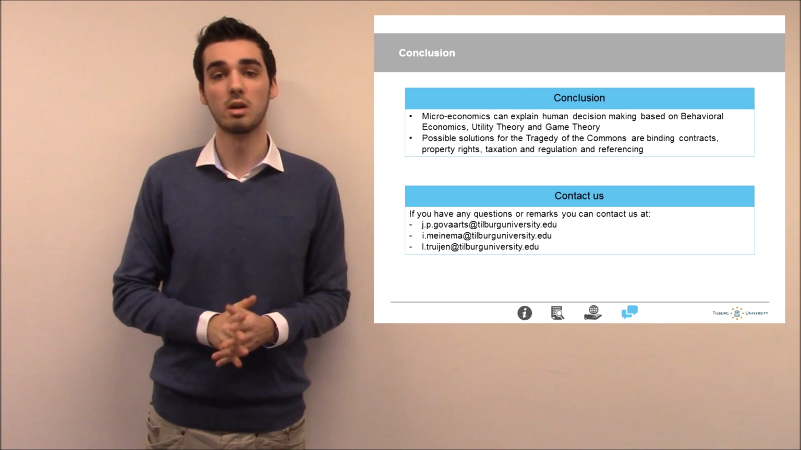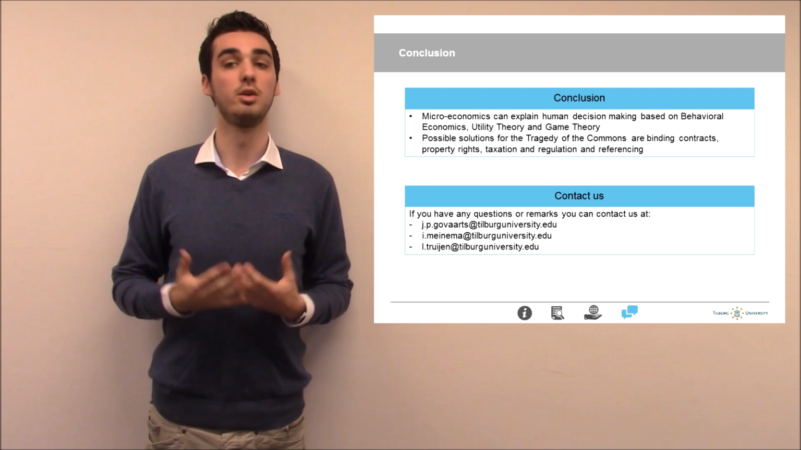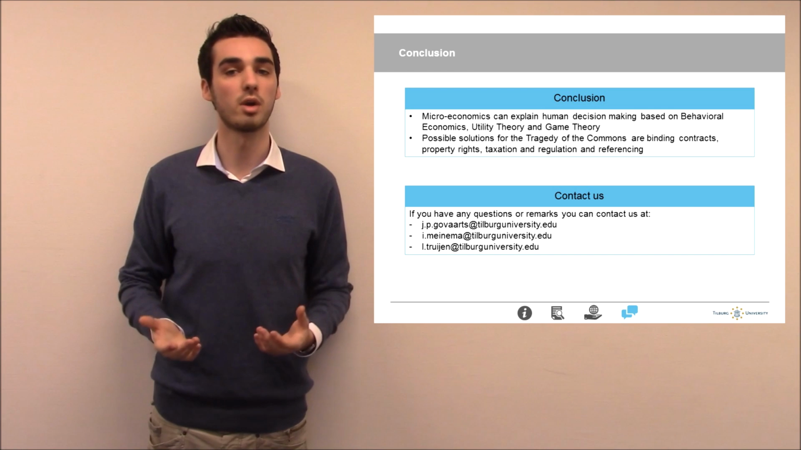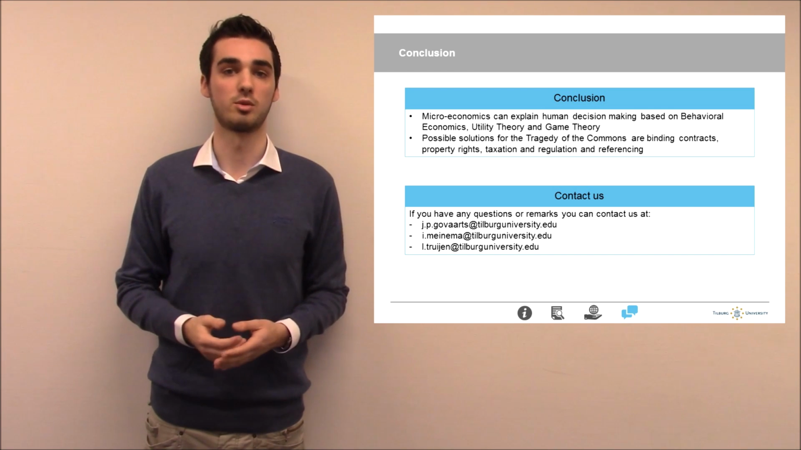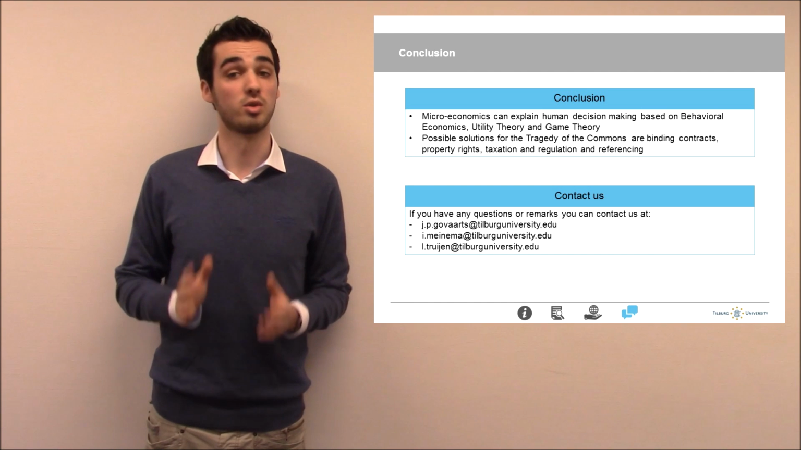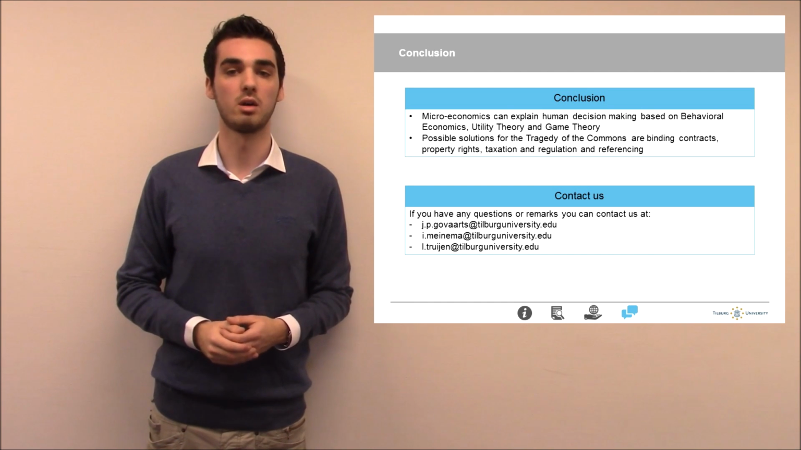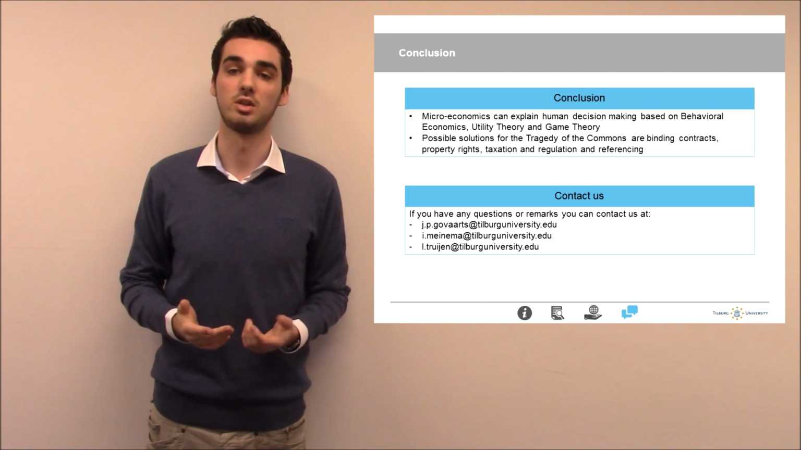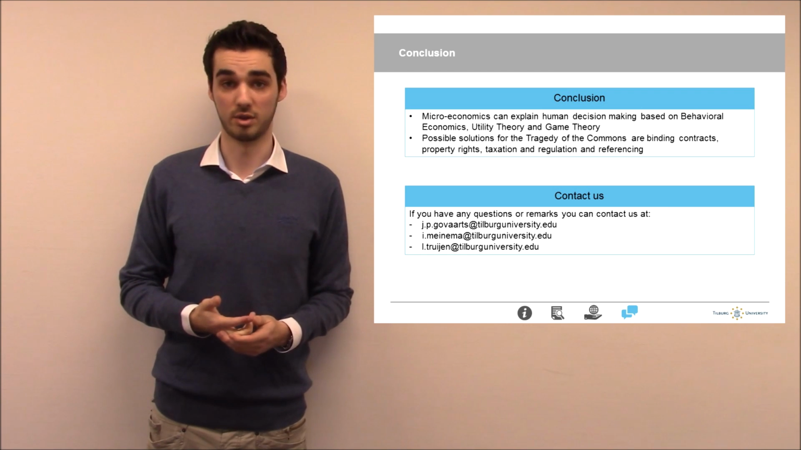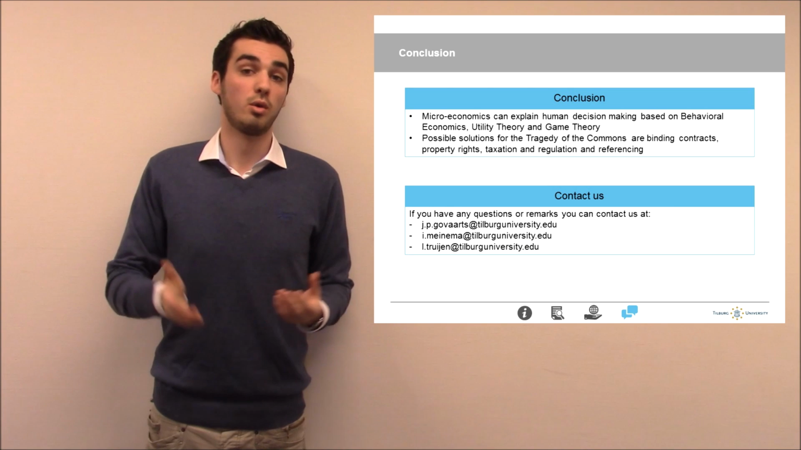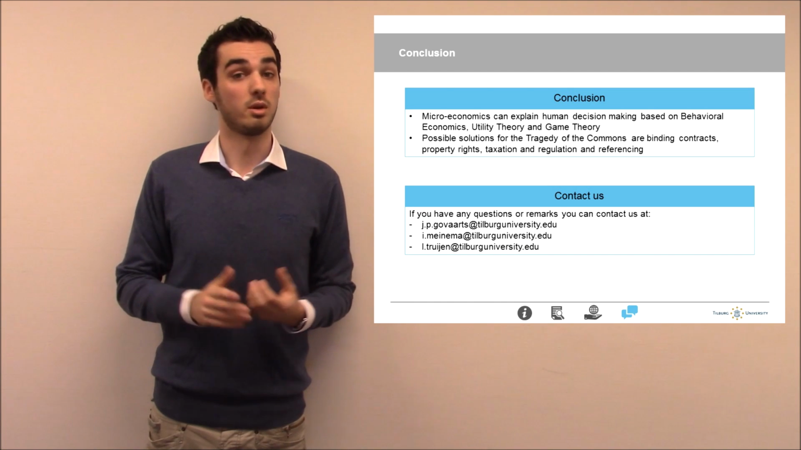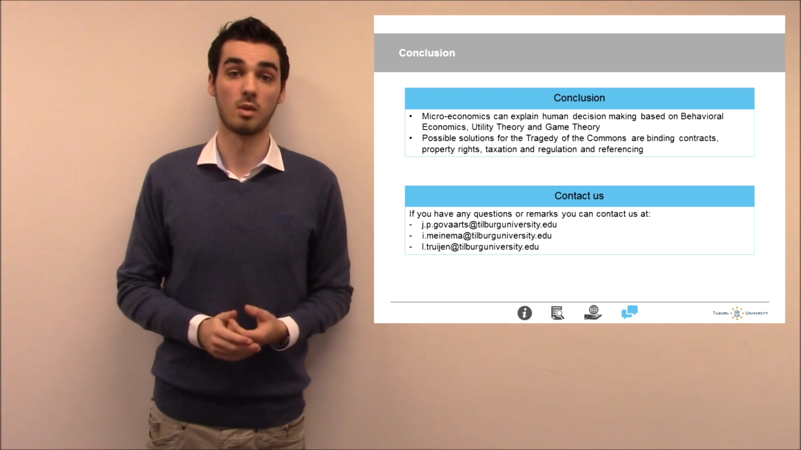Now, we can conclude that microeconomics can explain human decision-making based on behavioral economics, utility theory, and game theory, as we've shown in this presentation. Possible solutions for the tragedy of the commons are binding contracts, property rights, taxation, and regulation and referencing. Of course, these solutions can be used to, for instance, help solve the global warming issue, and other issues as well.